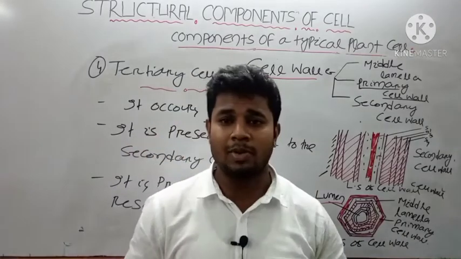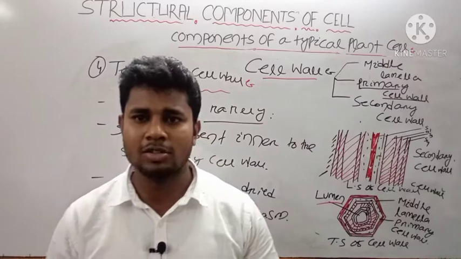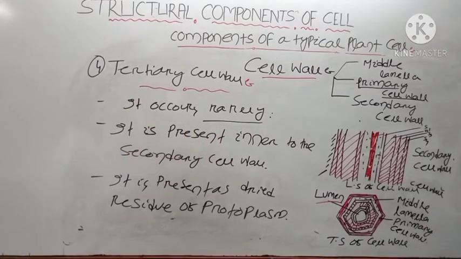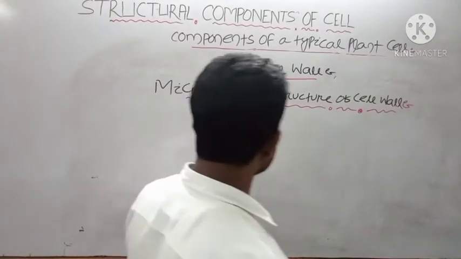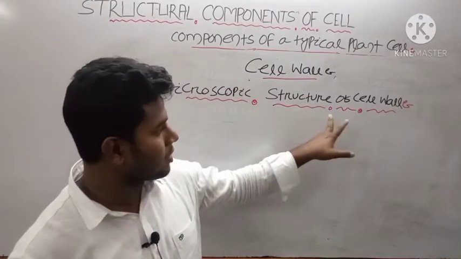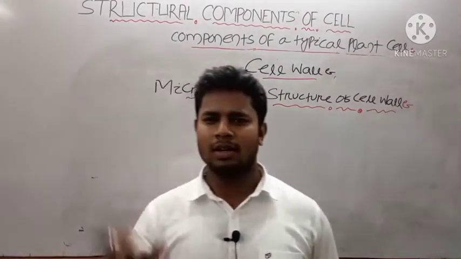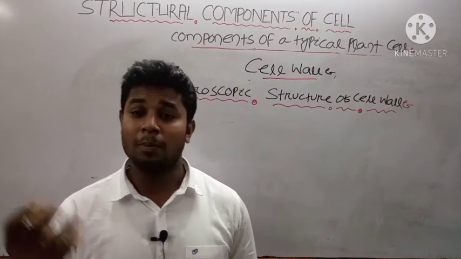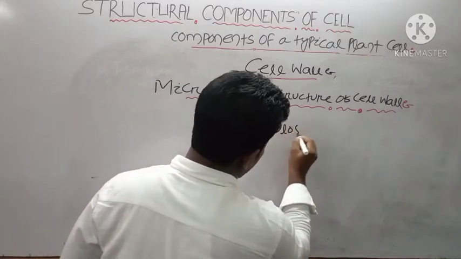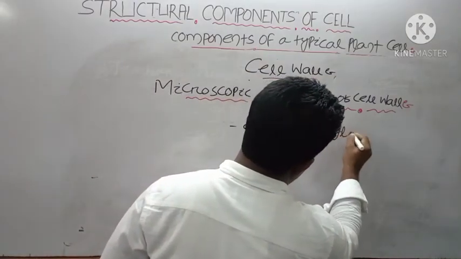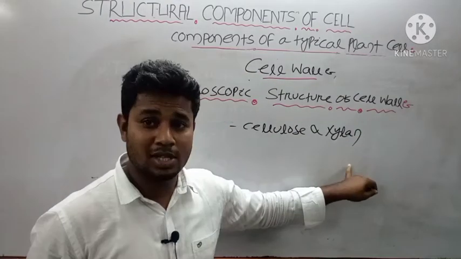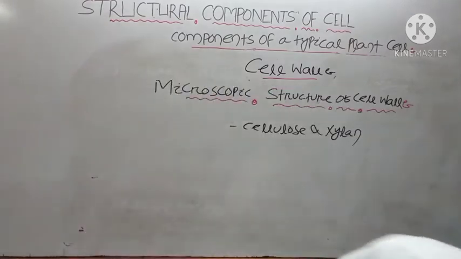Then we will discuss the ultrastructure or microscopic structure of the cell wall. Before we start the microscopic structure, one point is there: the composition of the tertiary cell wall is cellulose and xylan. Okay, I forgot to write that. The composition of the tertiary cell wall is your cellulose and xylan.